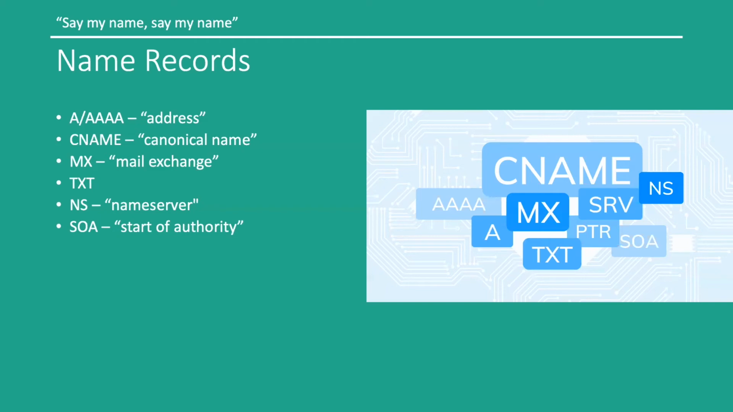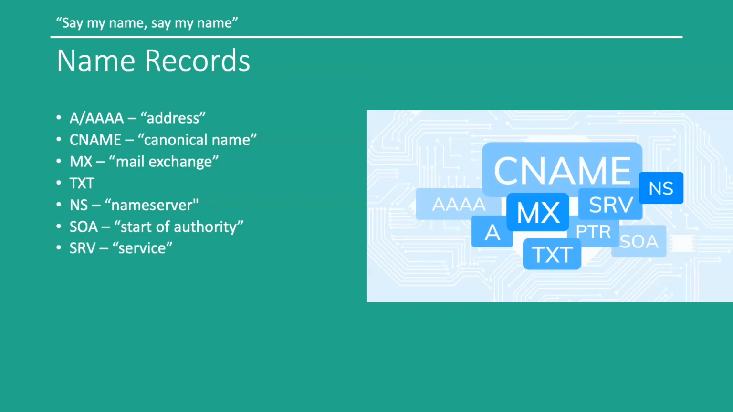We also have SOA records, which are start of authority. And this is administrative information about your domain, such as who's the administrative contact and how do we email them. And in addition to also being very important for being able to transfer your domain between different name server providers, it has a lot of information within that.